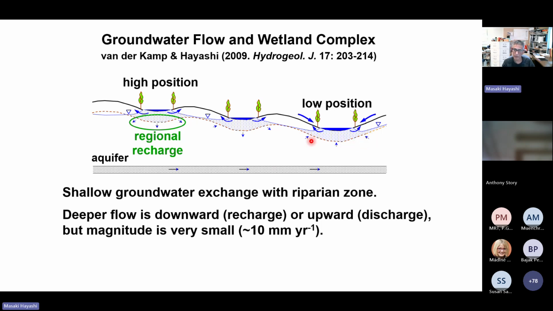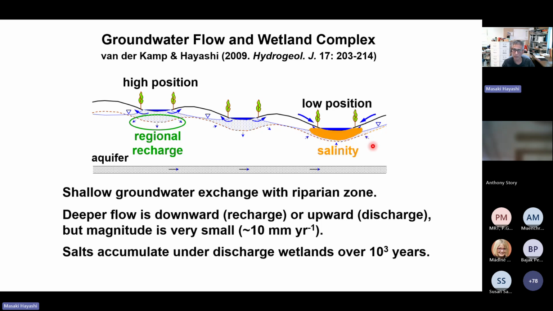The flow vector doesn't have to be very large. As long as you have an upward gradient that prevents the downward flow, the salts that are brought into these discharge wetlands actually accumulate over thousands of years, and this develops these wetlands into ones with high salinity.